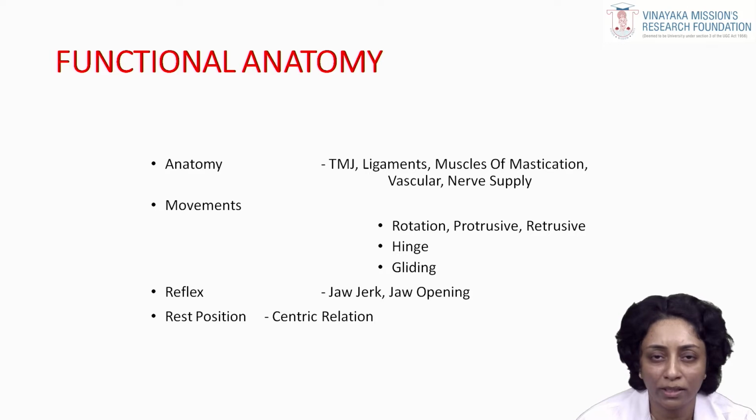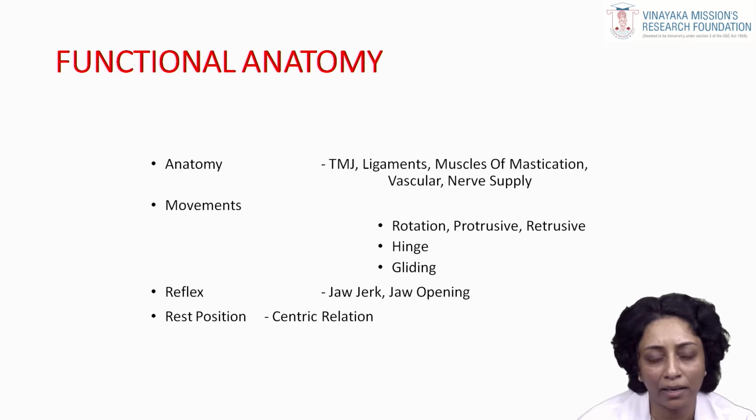Moving on to the movements of the TMJ: the retrusive movement, the rotation movement, the hinge and the gliding movements. These movements are very important when pertaining to the TMJ. The hinge movement and the gliding movement give the TMJ its name as the ginglymoarthrodial joint, because it is very effective in causing the hinge movement and the gliding movement of the mandible. So, the TMJ is also known as the ginglymoarthrodial joint.